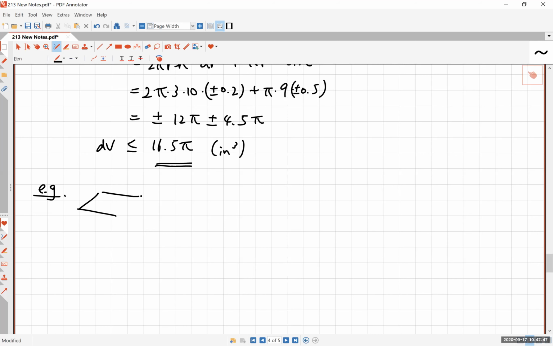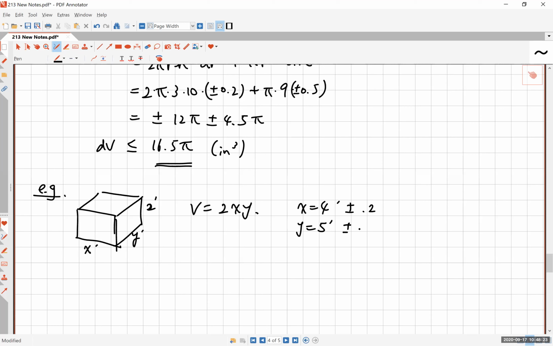All right, let's say we have a square box or a rectangular box, okay, and the length is x, and the width is y, and height is 2. Okay, 2 is just a fixed, let's say these are feet. X feet by Y feet by 2 feet. The volume of this box is 2xy, duh, right? Let's say X is equal to 4 feet, Y is equal to 5 feet. But again, we could have an error of 0.2 feet, and here could be off by 0.1, okay?